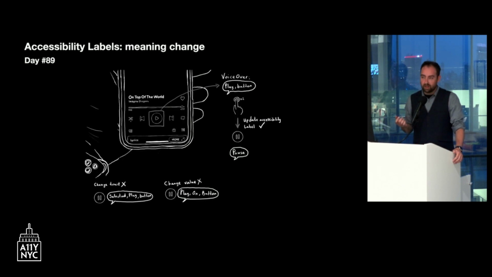And then some other things that you have to consider is a button can change meaning. So this is a simple example in the Spotify app. A play button, if you interact with it, then it's a pause button. So if you don't update the label and it still says play button, the user can be confused and think, well, how do I pause the music, right?